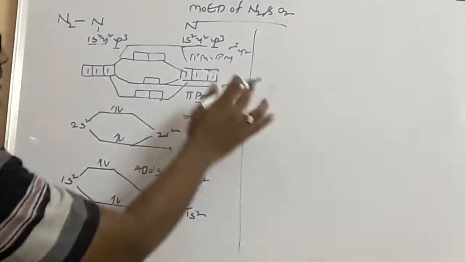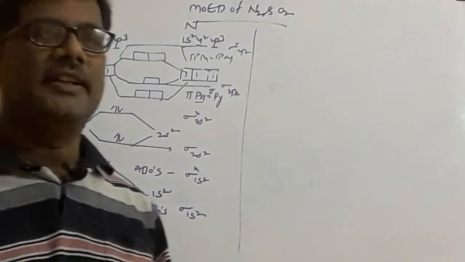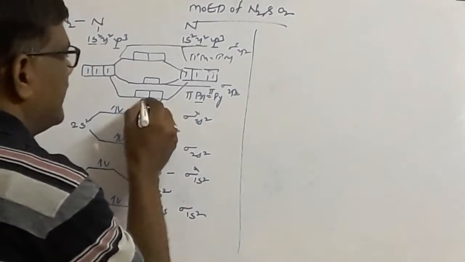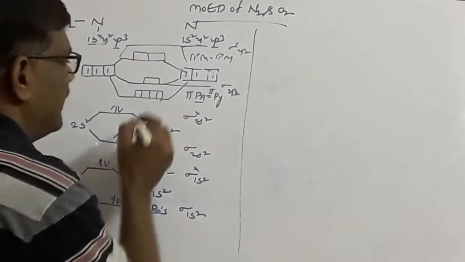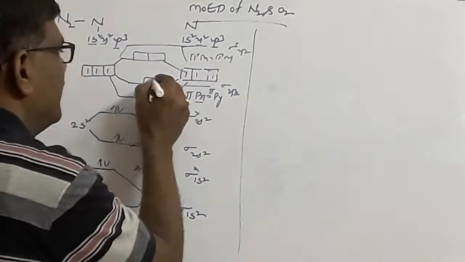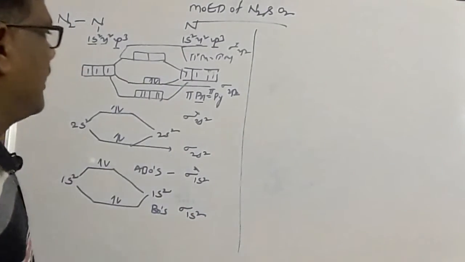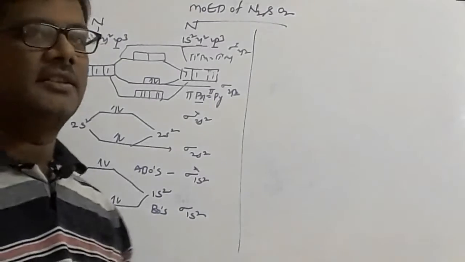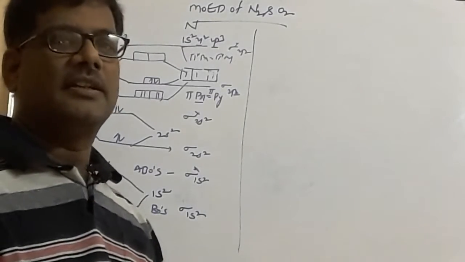Now, how many electrons? Total 6 electrons. Now we have to accommodate them. How are the electrons accommodated? They have the same energy. First 1 electron, then 2. Total 4. Remaining 2 here. That's all. So the 6 electrons are finished, and this is the MOED of nitrogen.